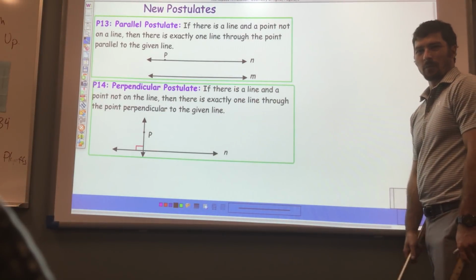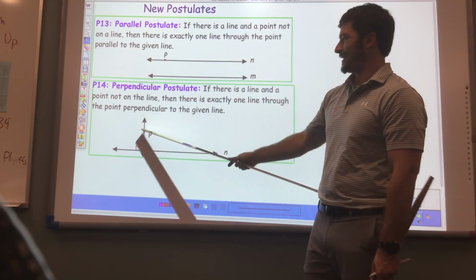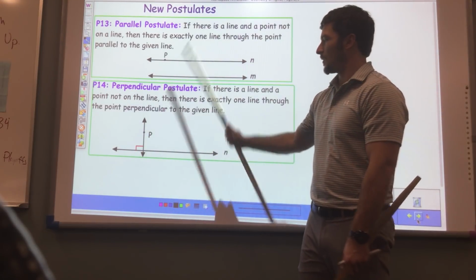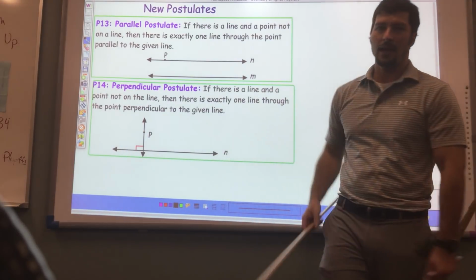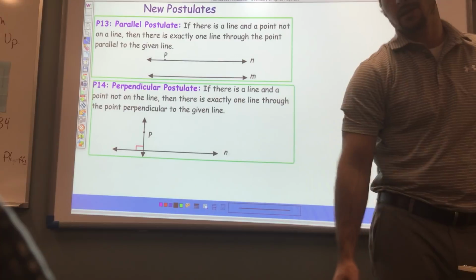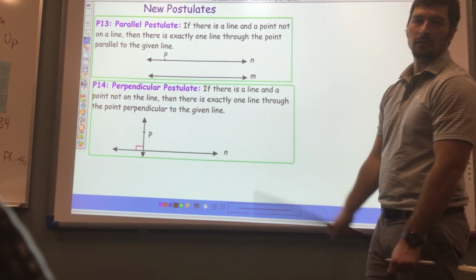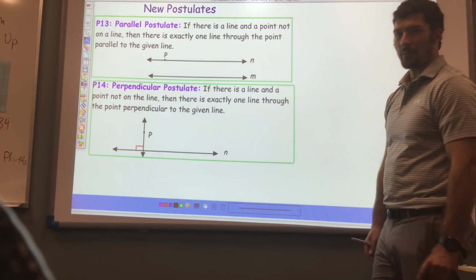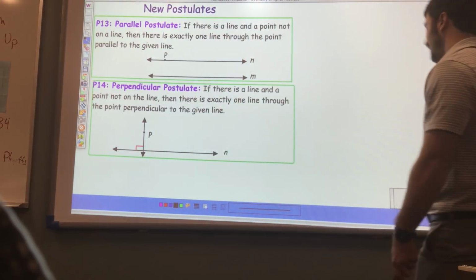Same thing can be true for perpendicular lines. If you have a line like this one and a point that's not on that line, then there's only one line that's going to go through point P that's perpendicular with line M. And again, perpendicular means they meet at a right angle. That's the definition. So again, take the time to get these copied down into your composition books whenever you have time, whether it's now or later.